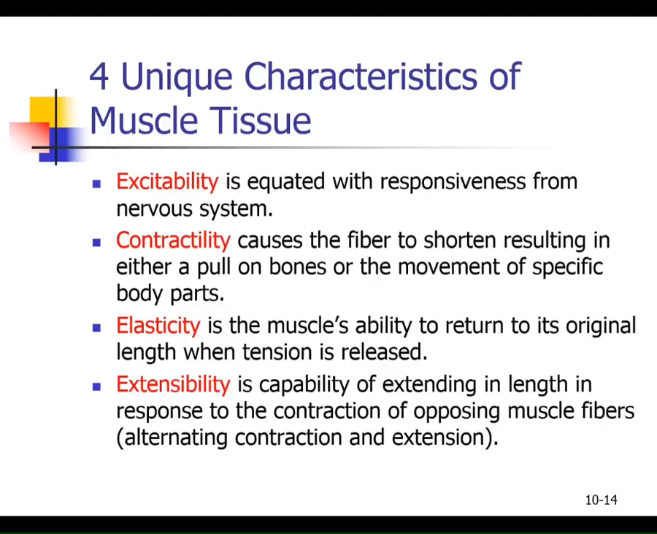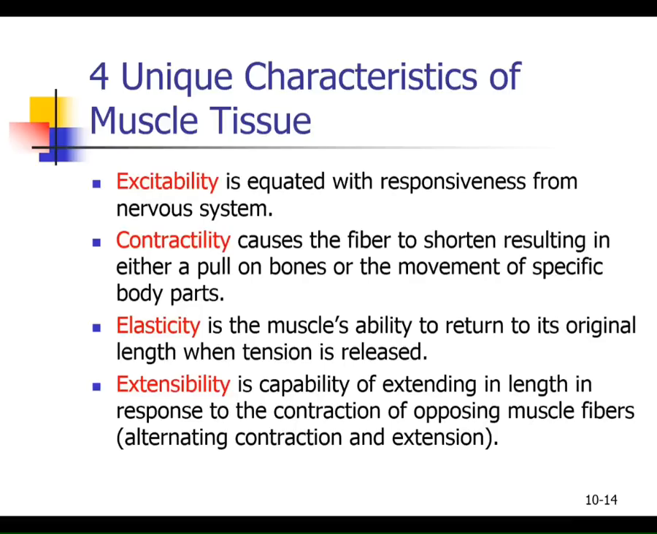Okay? If I asked you what are the characteristics of muscle tissue, here are the 4 words you're going to tell me. Muscle tissue is excitable. That is, it responds to the nervous system. When the nervous system sends an impulse, it gets excited. We'll talk about that excitability in great detail next semester. When the muscle gets excited, it contracts, right? So it's contractile, or it has contractility.